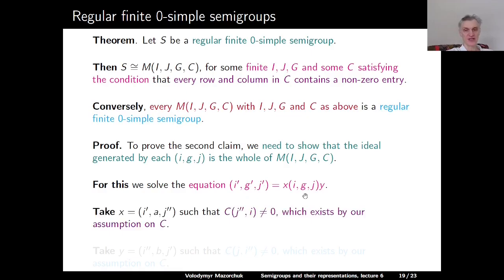To solve this equation, as the left element x, we take (I', A, J2'), such that C evaluated at (J2', I) is non-zero. And this exists by our assumption on C. For y, we take the element (I2', B, J'), such that C of (J, I2') is non-zero, which again exists by our assumption on C.